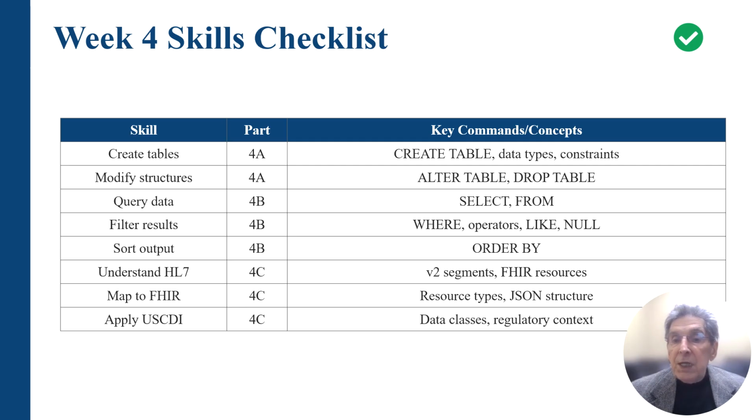From Part 4C, you understand HL7 including the version 2 segments and how FHIR resources differ with their RESTful approach, the RESTful APIs. You can conceptually map data to FHIR resource types and understand the JSON or JSONB structures. You now understand the USCDI data classes and the regulatory context driving their adoption.